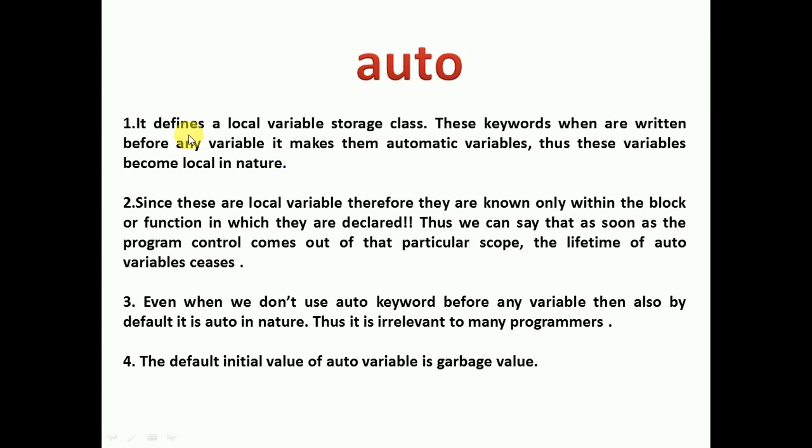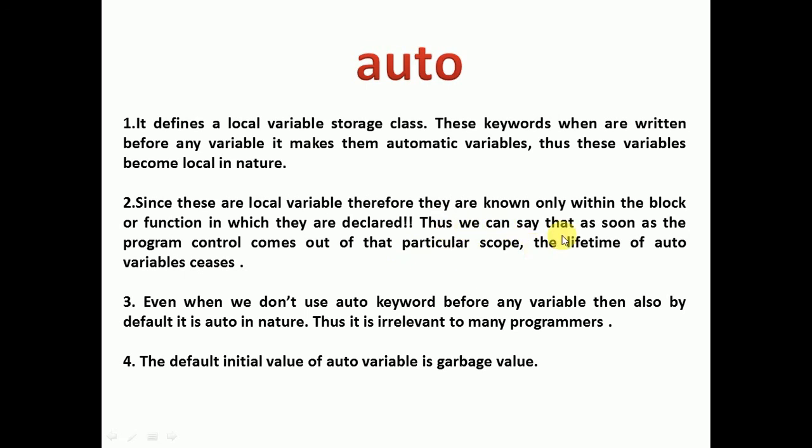Now what is auto? Auto is basically a local variable storage class. It is the keyword which is used to define the automatic variables, and this makes a variable local in nature. Local in nature means that the variables are local variables, and thus in whichever block or scope we have declared those local variables, they can be accessed within that scope only.